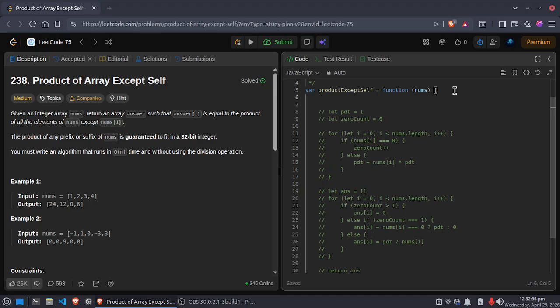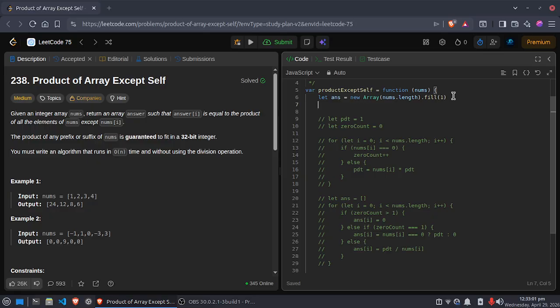Let answer be equal to a new array of nums.length and fill it with 1. This means I create a new array of nums length, and initially every value is 1.